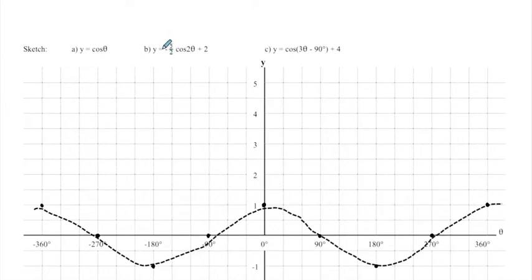So let's take a look at the equation for example B. We have a negative here. So this tells us that we're going to have a reflection. So instead of starting at our highest point, we're actually going to start at our lowest point when we're going to sketch our graph. We have a vertical shift or a vertical translation of +2.